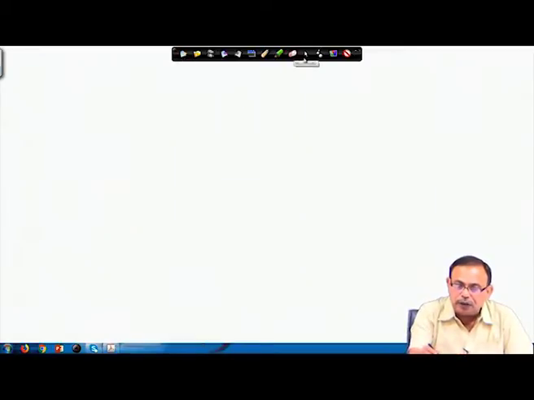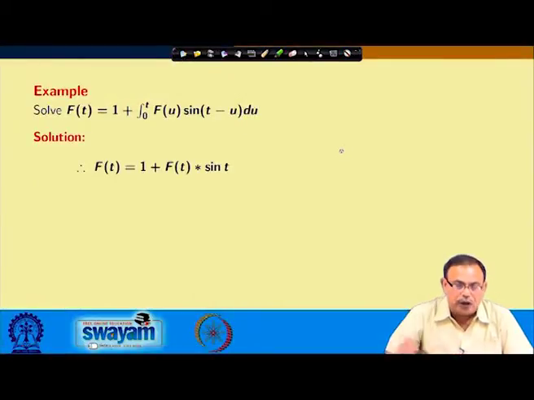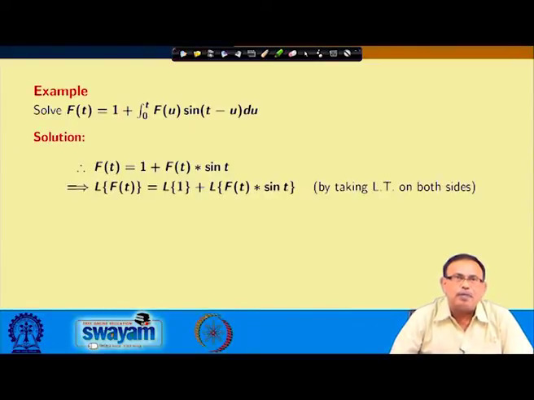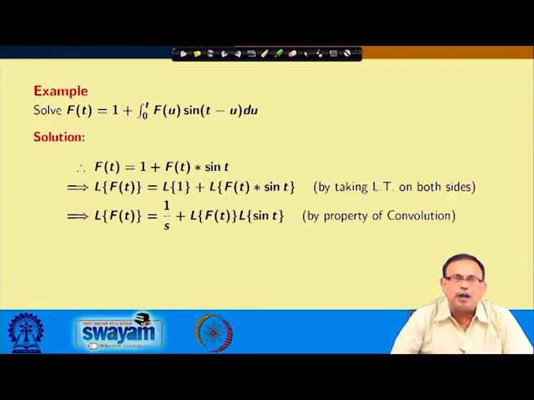Let us see quickly here also. So, f(t) equals 1 plus f(t) star sin t. So, Laplace transform of f(t) we are writing in this format. Then we are writing Laplace transform of f(t) equals 1 by s plus Laplace transform of f(t) into Laplace transform of sin t. You are putting the value of Laplace transform of sin t equals 1 by s square plus 1.